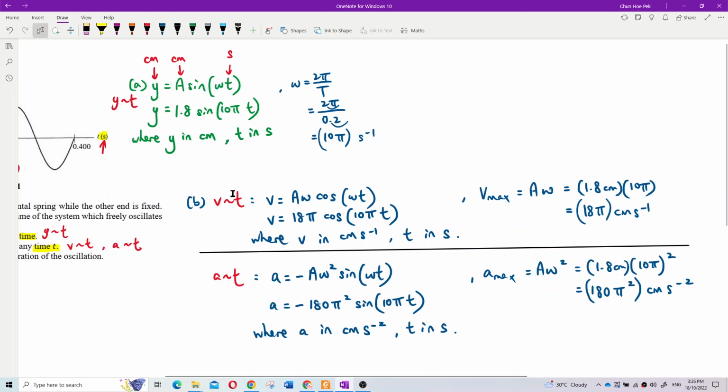That's the acceleration time equation and the velocity time equation. So next time, if I give you a time, let's say time equals 2 seconds, you can calculate the velocity at that time. You can also calculate the acceleration.